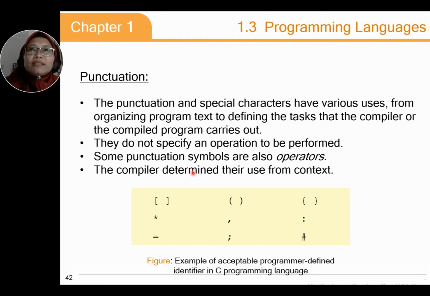And here we have punctuation. So what is punctuation? Punctuation and special characters have various uses, from organizing program text to defining the tasks that the compiler or the compiled programs carry out. Here we see examples of acceptable programmer-defined identifiers in the C programming language. Take care that some punctuation symbols are also operators.